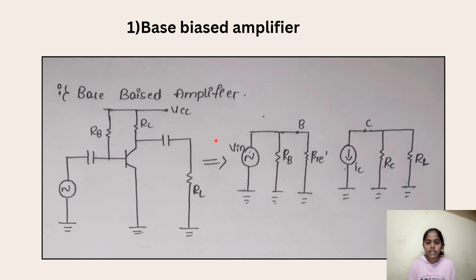First, we should do the AC analysis for the circuit. In AC analysis, we treat the capacitors as short circuits and consider the input and the output. Here, the base part is considered as the input. The input is V in, RB, beta re dash. RC and RL are considered as the output. The collector part is considered as the output: collector current, RC and RL. This whole part is called the AC equivalent circuit, using the pi model, the hybrid pi model.